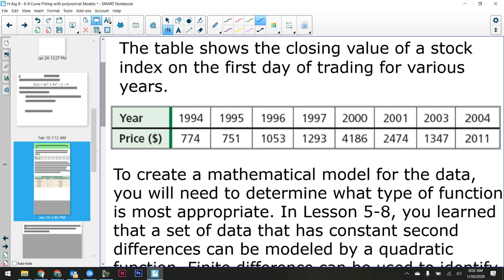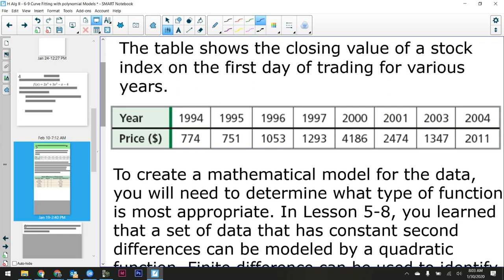Up to 4,000, then it tanks down to 2,400, then it goes down a little bit more, and then it comes back up. Do you see how this is varying? It's kind of waving a little bit. We don't have some sort of quadratic shape. It's not going up and then back down again consistently. Now it went up, back down, and back up again. So this is an instance where a quadratic model would not be a best fit. To create a mathematical model for the data, we'll need to determine what type of function is most appropriate.